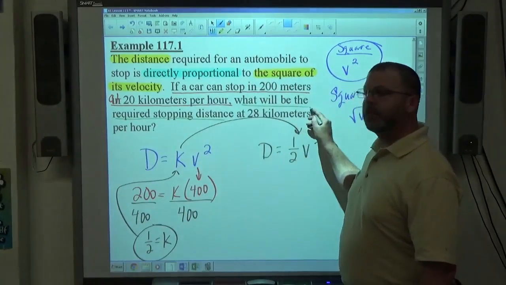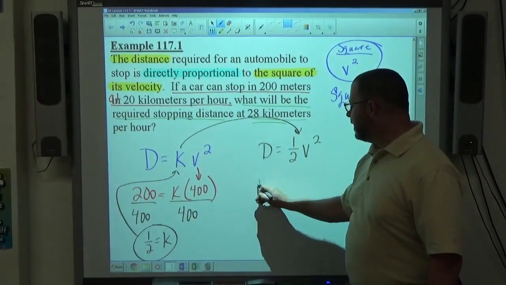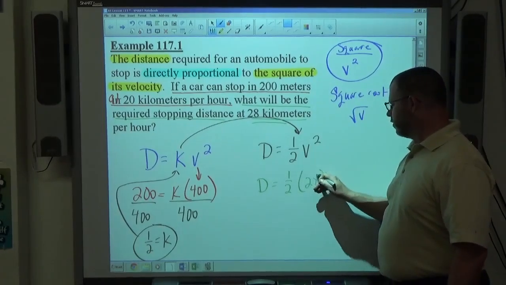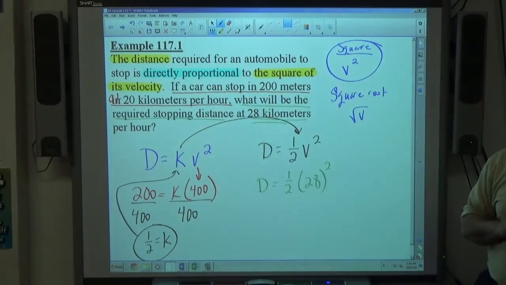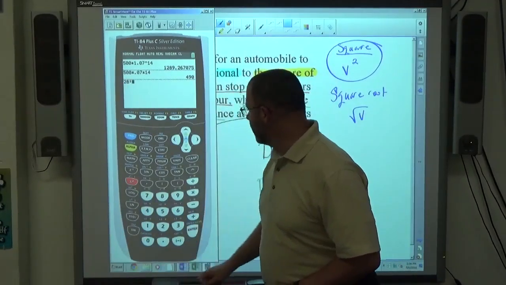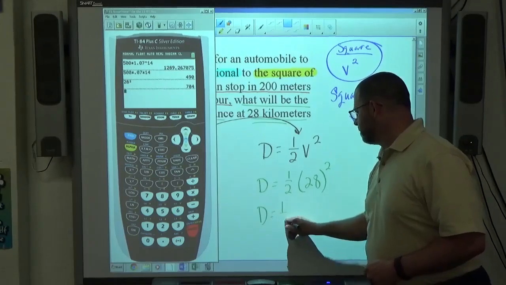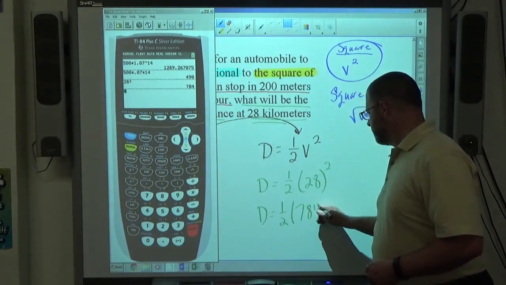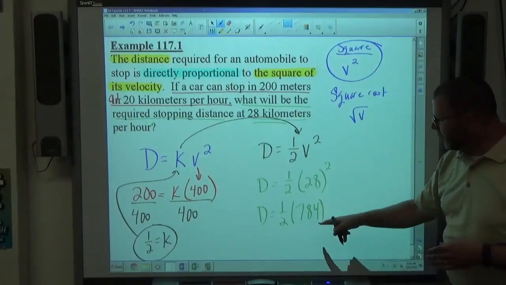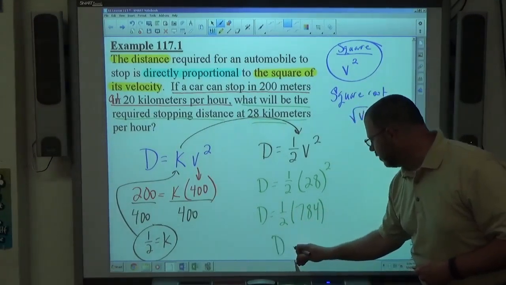So we're looking for d, right? At 28 kilometers per hour. So now, d is going to equal 1/2 times 28 squared. 28 squared is not quite so easy to do in our head, right? So that's the point where I'm going to get my calculator out, type in 28 squared equals 784. All right, so 28 squared is 784. D is what we're looking for. Half of 784 is 392.